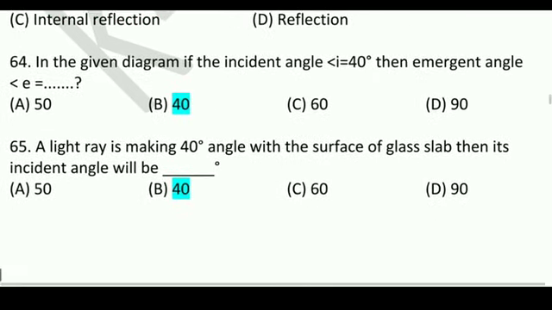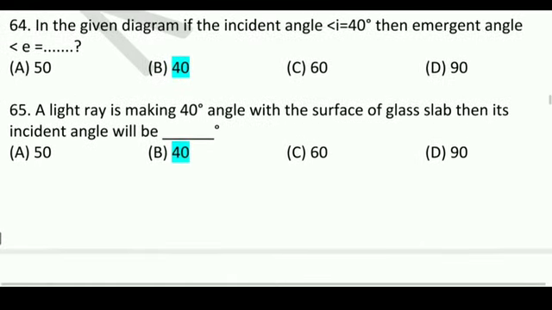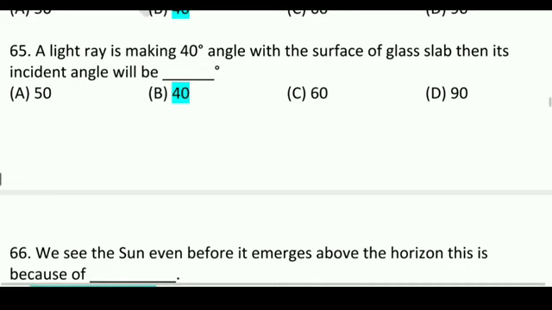Yes. Now, if the incident angle, that is angle I, is 40 degrees, then the emergent angle, that is angle E, will be what? Yes, of course, it will be 40 degrees. Okay. Next, a light ray is making a 40 degree angle with the surface of a glass slab. Then its incident angle will be dash. Yes, it will be 40 degrees.